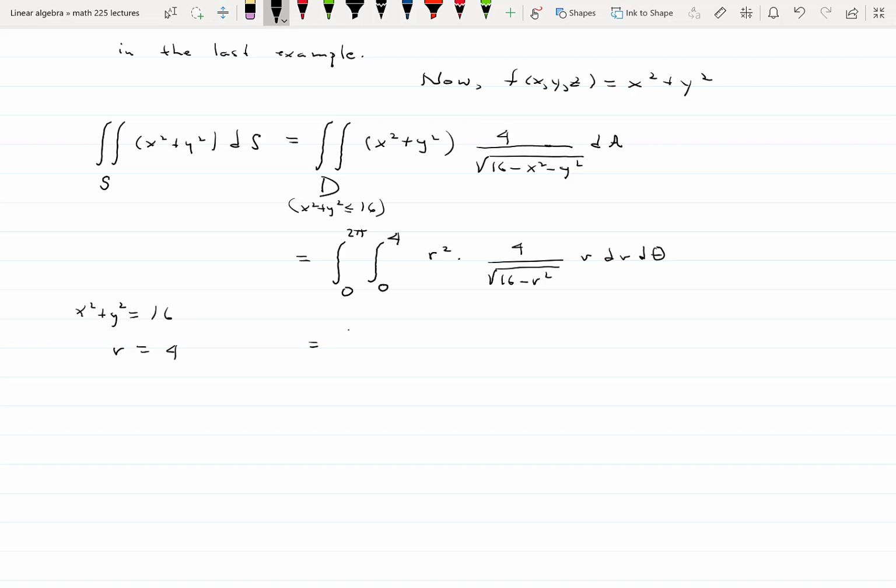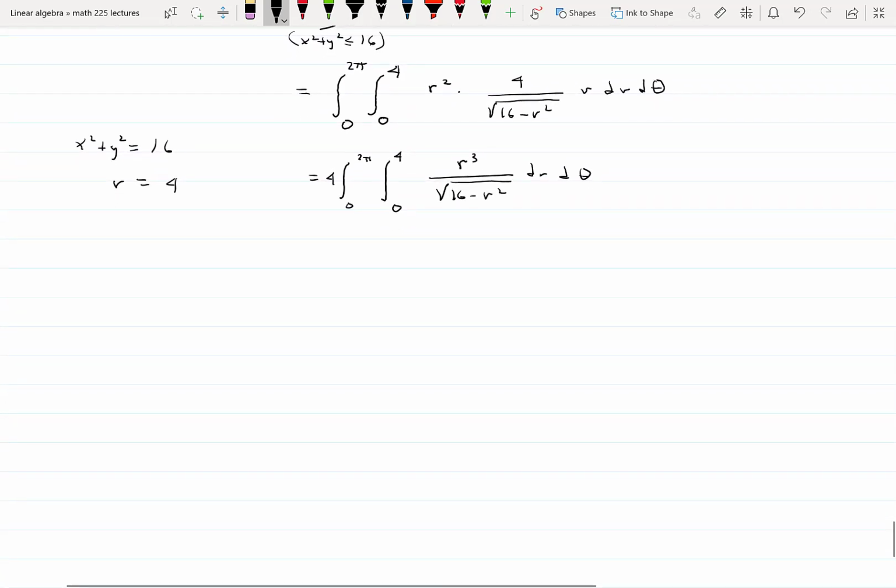Okay, let's go one more step here before we start using the fundamental theorem. So this is the integral from 0 to 2 pi, integral, I can factor out that 4, from 0 to 4, r cubed over the square root of 16 minus r squared, dr, d theta. I've combined the r squared and the r from the r dr d theta. This innermost integral, the antiderivative, happens a lot in our lecture. It also happens in homework and stuff.